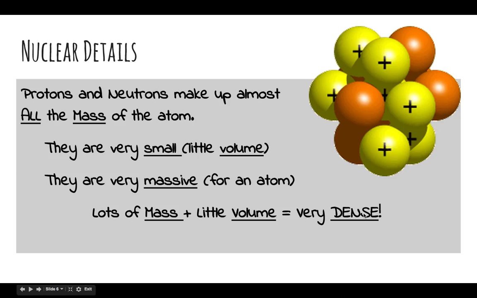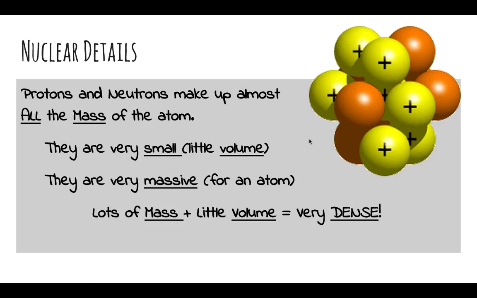Let's talk about the nuclear details. Inside, we have protons and neutrons that make up most of all the mass of the atom. They are really small and have little volume. However, they are very massive with respect to the size of an atom. Inside the nucleus, there's lots of mass and a little bit of volume, but they're incredibly dense. Remember that video clip I showed you about the 1-foot box fitting 6 million cars in it? It's very dense. So the nucleus of an atom is very high in density. It has a little volume, but it's very massive as far as the amount it takes up in an atom.